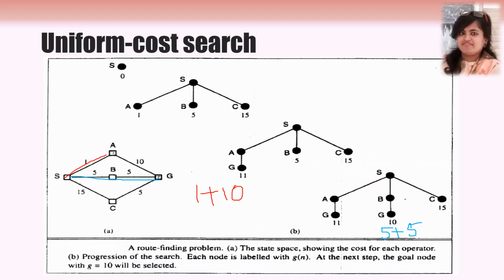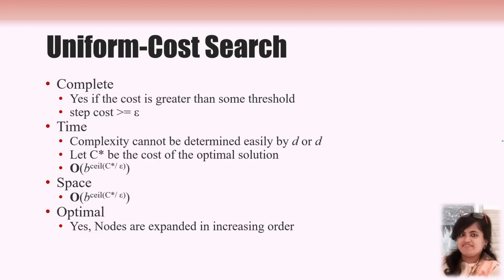So now what will happen for the uniform cost search? It will check between these nodes, and whichever has the lower path cost, it will expand that node. This is how it goes on. Okay, so this is the uniform cost search.